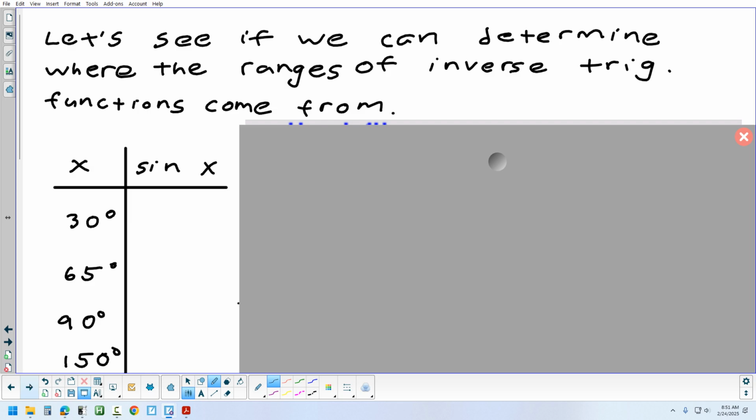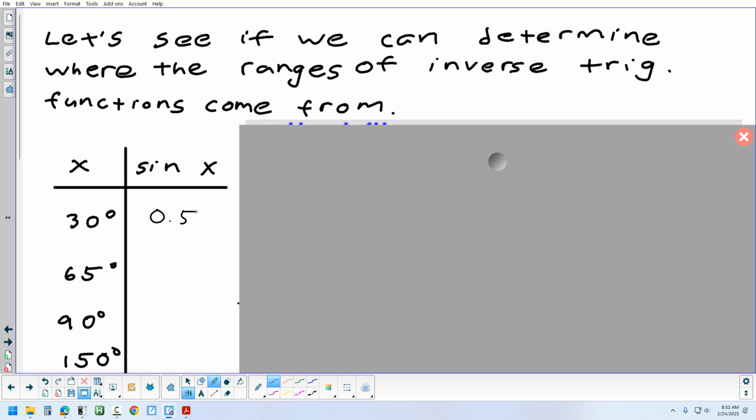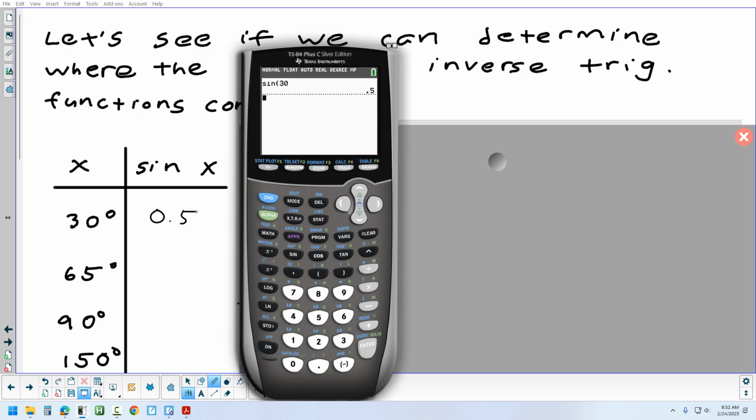Okay, so what I did is I made a chart and I picked some different angles. I just picked 30, 65, 90, 150, just some random angles. And what I want to do is plug each of those in on the calculator and just write down the answer we get. So first thing, if I'm going to type these in, they all have a degree symbol on them, so I need to make sure that my calculator is in degrees. Okay, so I'm going to take the sine of 30, and I get 0.5. Okay, so I'm just going to write these down and see what happens. Sine of 65 gives me about 0.91.